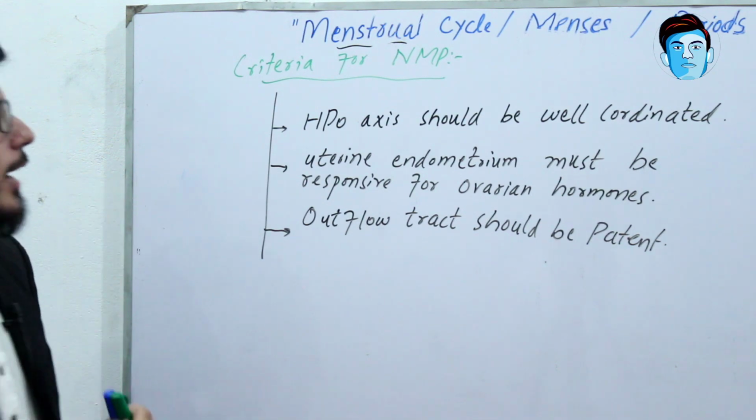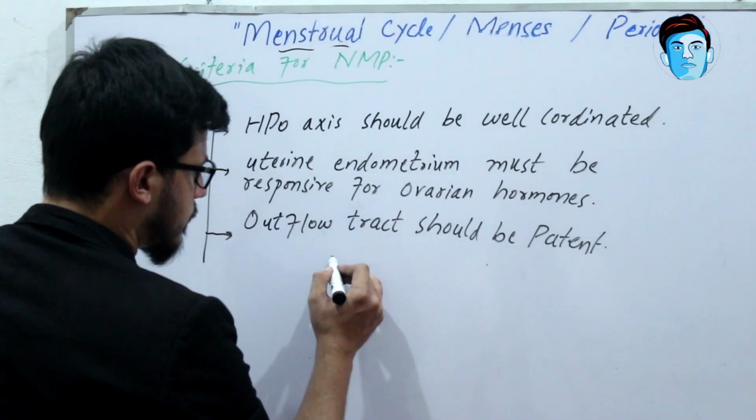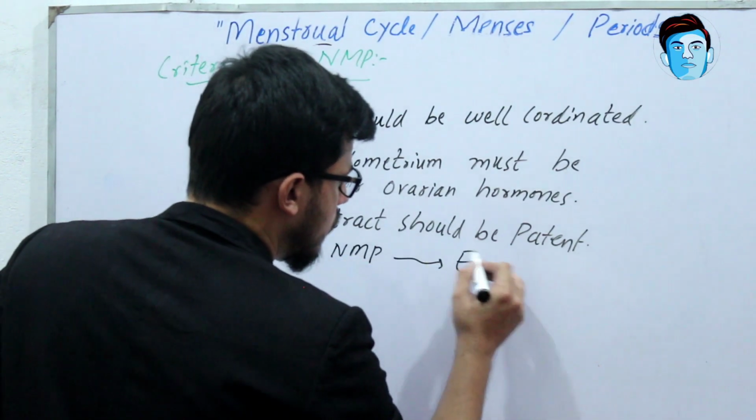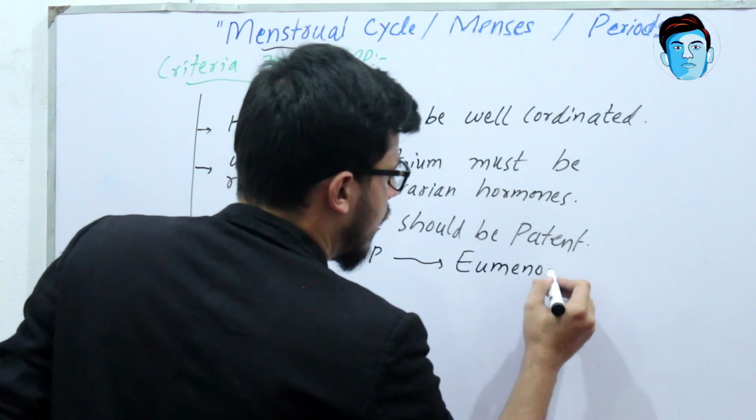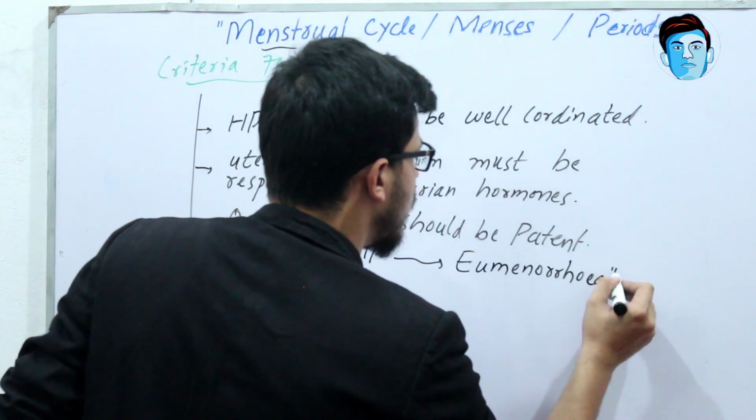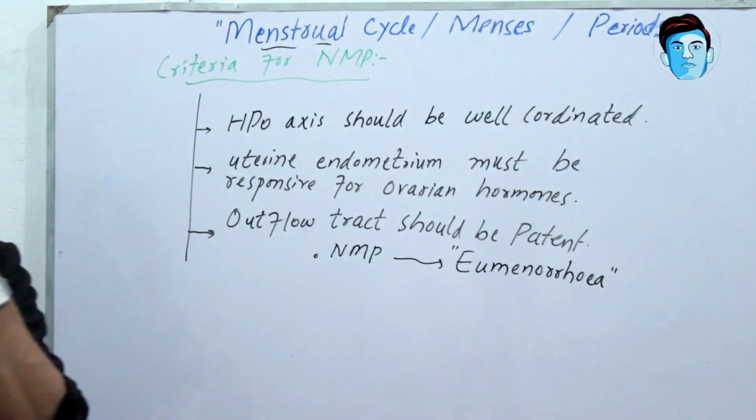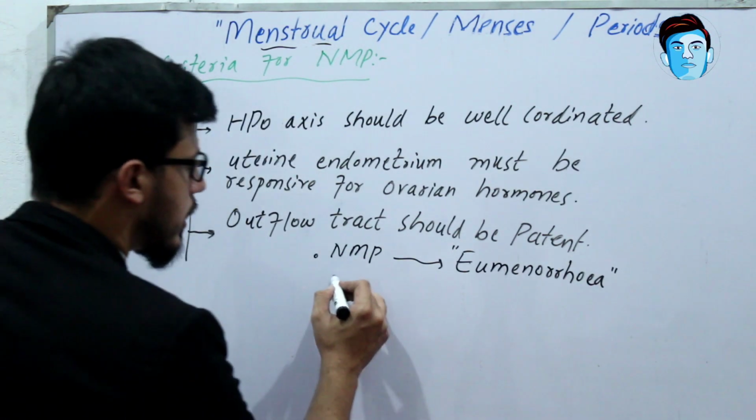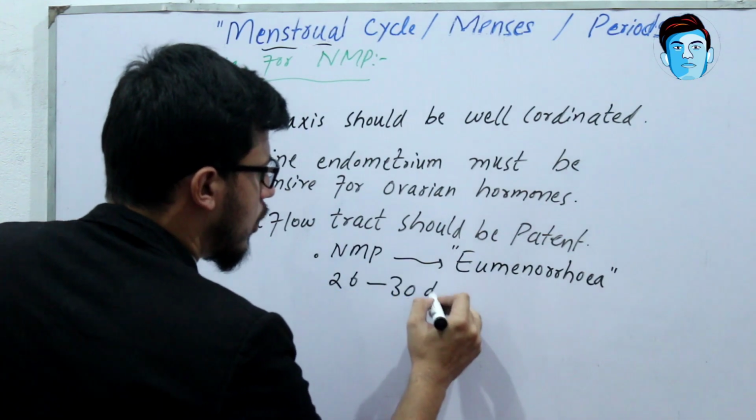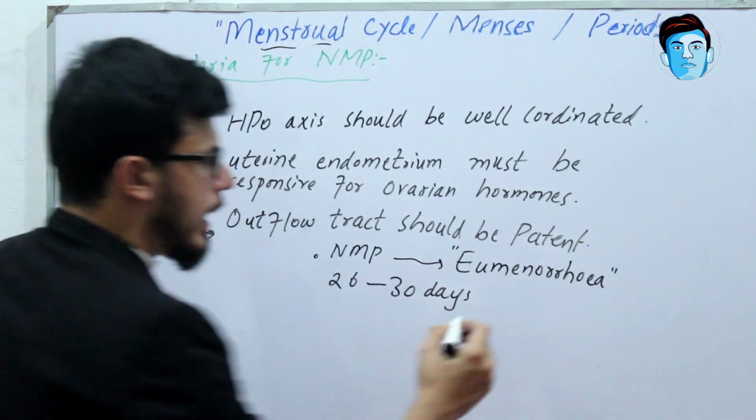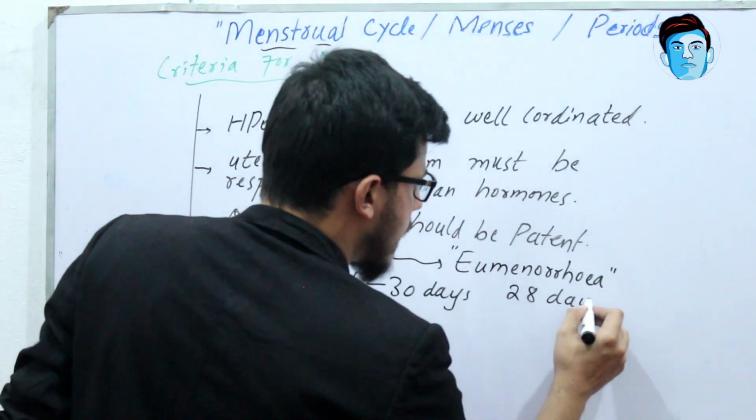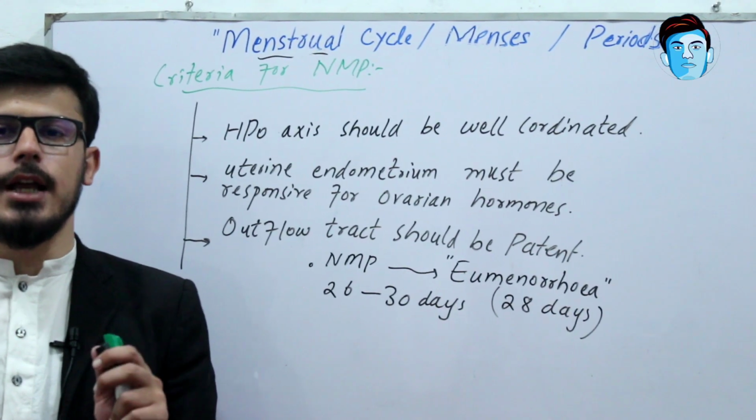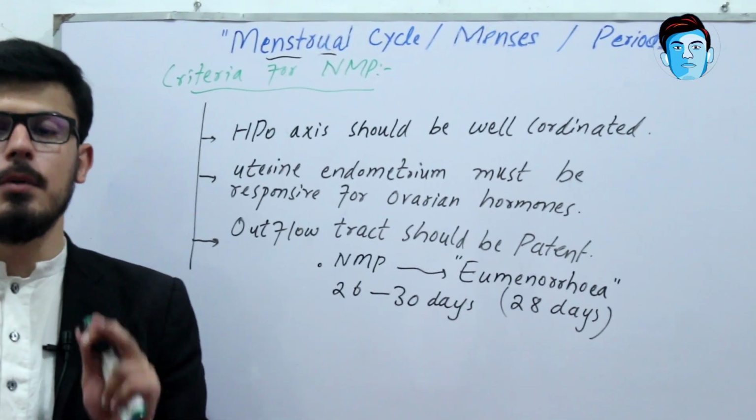Now the first point is that the normal menstrual period is also called eumenorrhea. What is eumenorrhea? It is the normal menstrual period. The menstrual cycle repeats in 26 to 30 days, so on average you can say 28 days. Another very important question is how much blood is lost during one menstrual cycle.